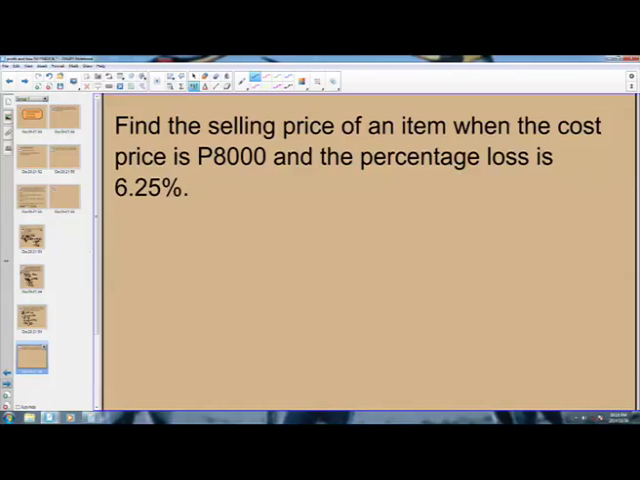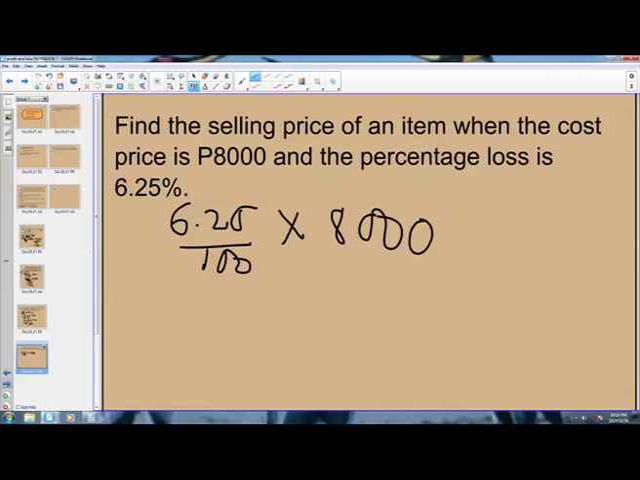So this will be 6.25 divided by 100 times 8,000. So this is what we are having. This cancels this. This cancels this. So now we have 6.25 times 80.